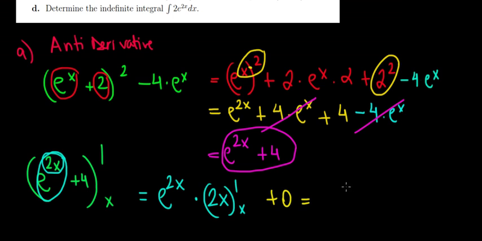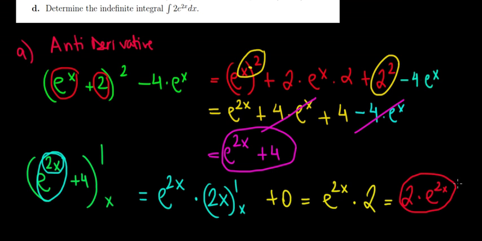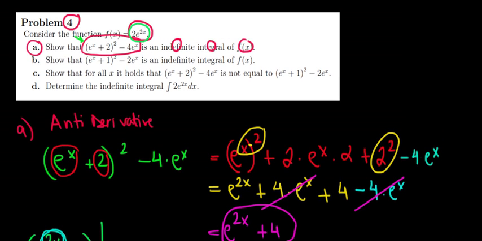Now, what do we have as a result? We have e to the power of 2x times the derivative of 2x, which is just 2, so that's 2 times e to the power of 2x, and we can see that this is the same function as we have originally. So yeah, we just proved that this is an indefinite integral of the function. We are done. Next video we'll do B and C.